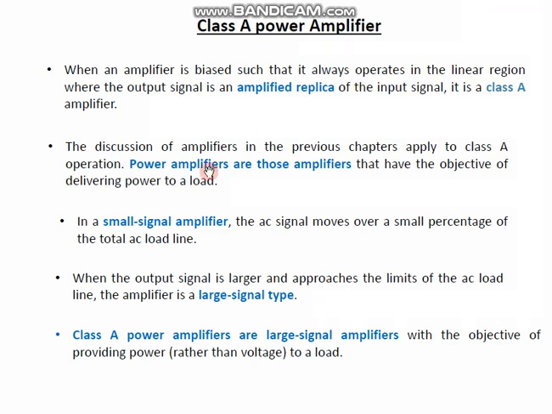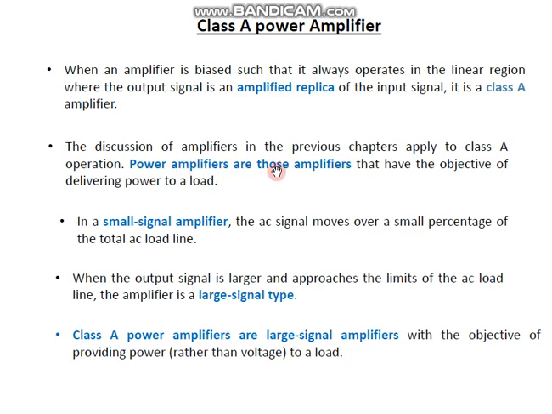Now what else? The second point says that the discussion of amplifiers in the previous chapters applies to class A operation. So whatever we discussed last time was regarding class A amplifier operation. Why? Because, as I showed you earlier, the output was not distorting, and it was exactly following the shape of the input signal.